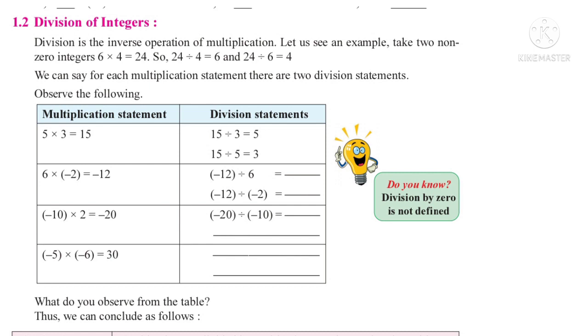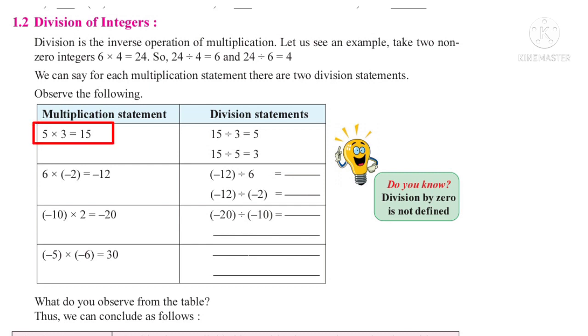Now, division of integers. Division is the inverse operation of multiplication. Let us see an example. 6 into 4 is 24, where 6 and 4 are the multiplicands and 24 is the product. So, when the product 24 is divided by 4, we get 6, one of the multiplicands. If 24 is divided by 6, we get 4, which is one of the multiplicands. So for each multiplication statement, there are two division statements.